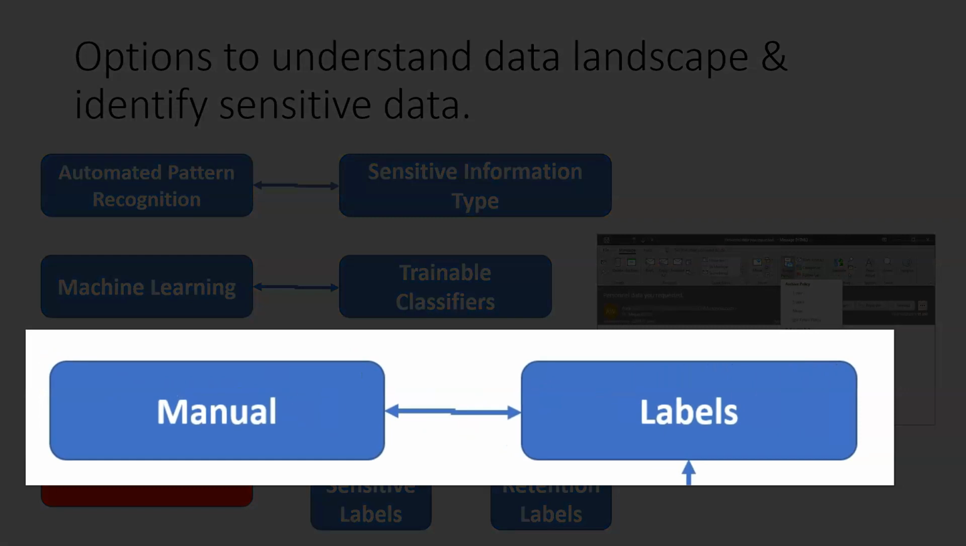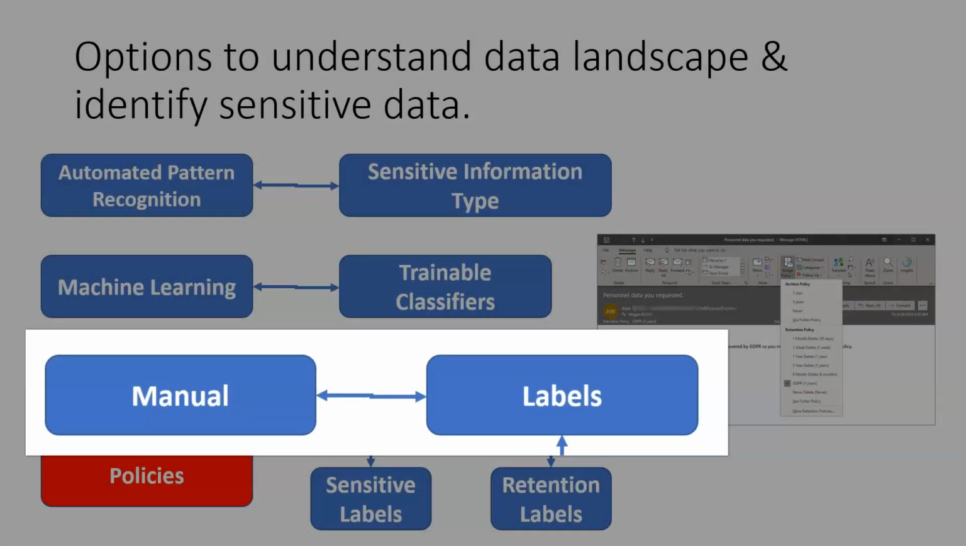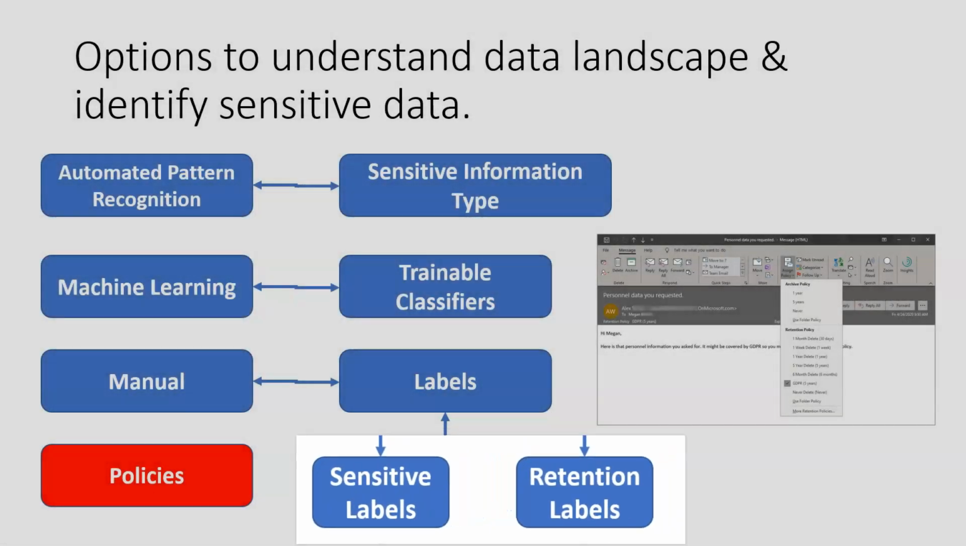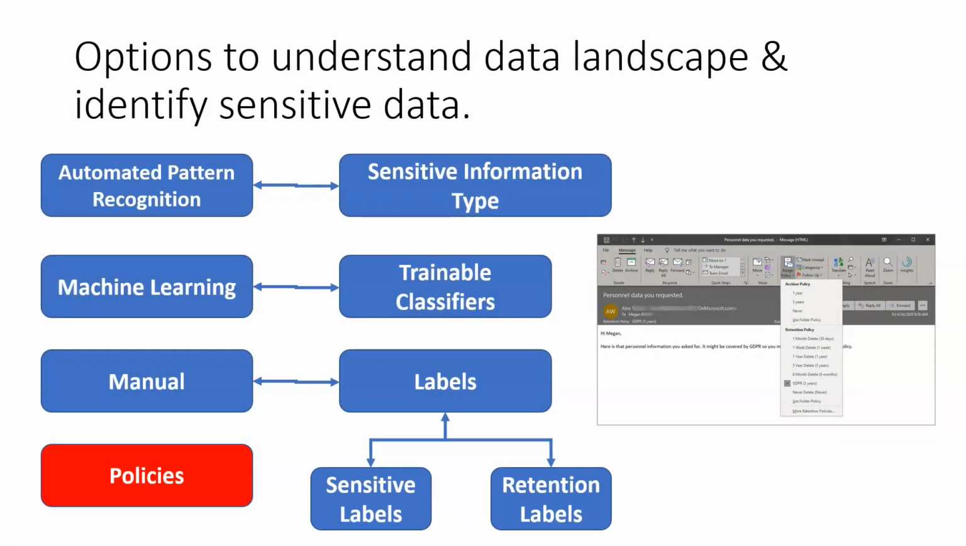The third option we have is labels. It's a manual process. A label can be thought of as a stamp on the document. In Microsoft 365, there are two types of labels: sensitivity labels and retention labels. Using sensitivity labels, you can classify and protect your sensitive content, either by adding a watermark or encryption to the document. And these sensitivity labels persist with the document no matter where the document is stored or sent. The second option is retention labels. These retention labels help you to retain or delete the content based on the policies you define.